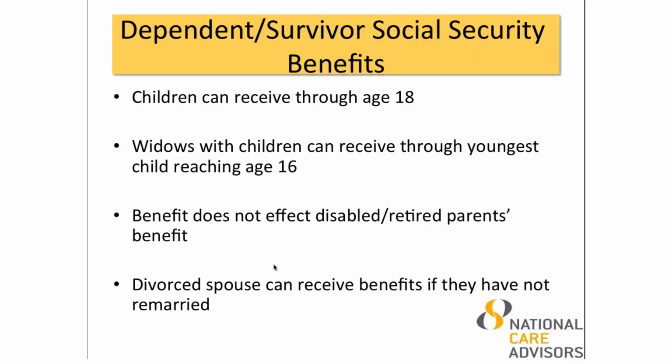So what I'm talking about here is that if a parent is disabled and drawing Social Security, or a parent is deceased and they were eligible for Social Security benefits, that child can receive benefits through age 18 regardless if they're disabled. So again, with a deceased parent or with a disabled parent, the child can receive through age 18 a Social Security benefit. Widows with young children can receive through the youngest child reaching age 16. Our federal government apparently feels that moms can go back to work once their kids hit age 16, and they don't need to stay home anymore after that point.